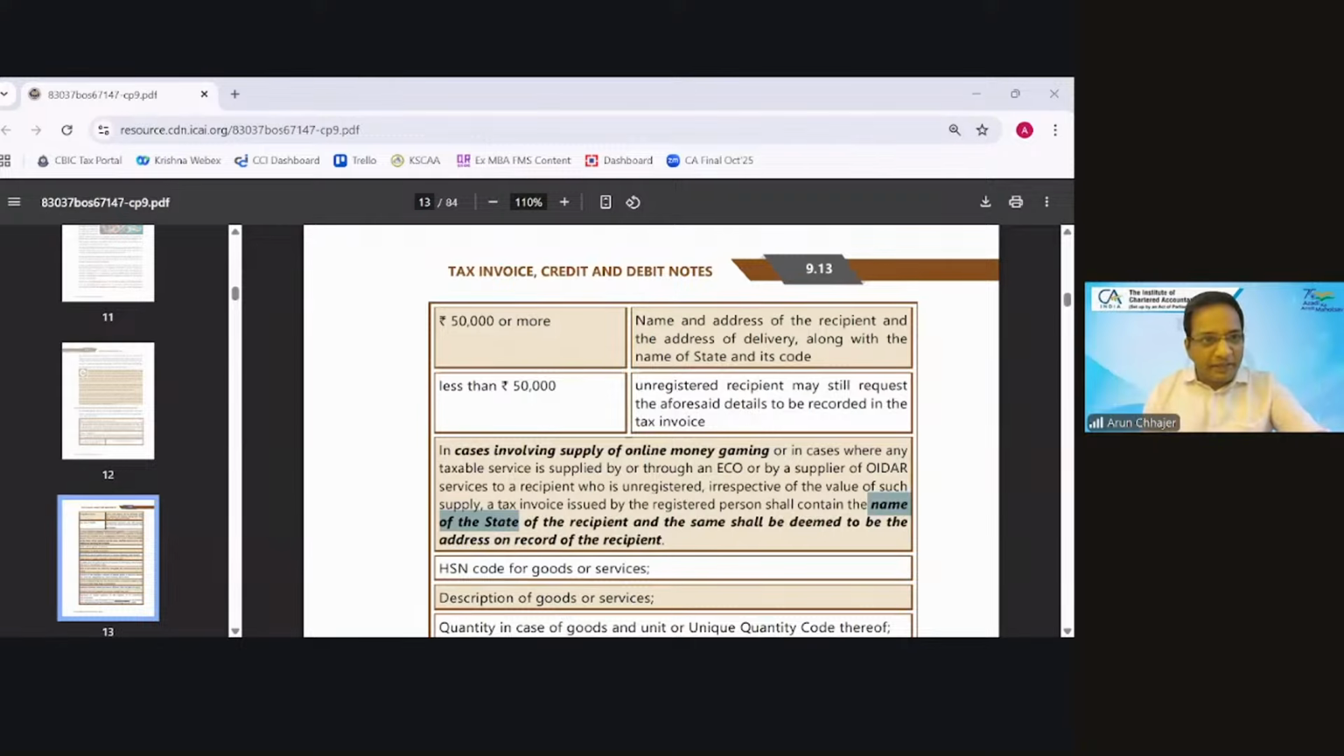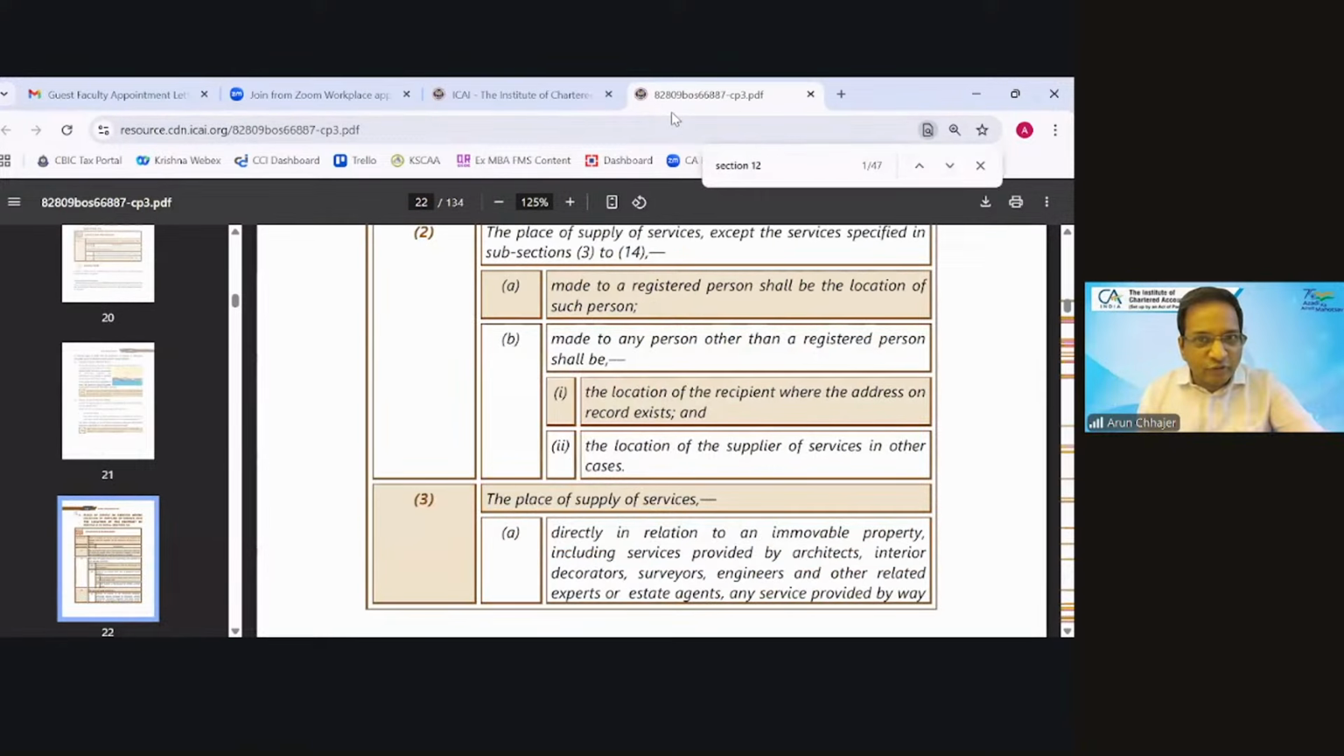This is section 12, place of the supply chapter. This is section 12, subsection 2. When it is a general provision I'm talking about, when the supply is made to a person other than registered, then what is the place of the supply? The location of the recipient where the address on record exists.